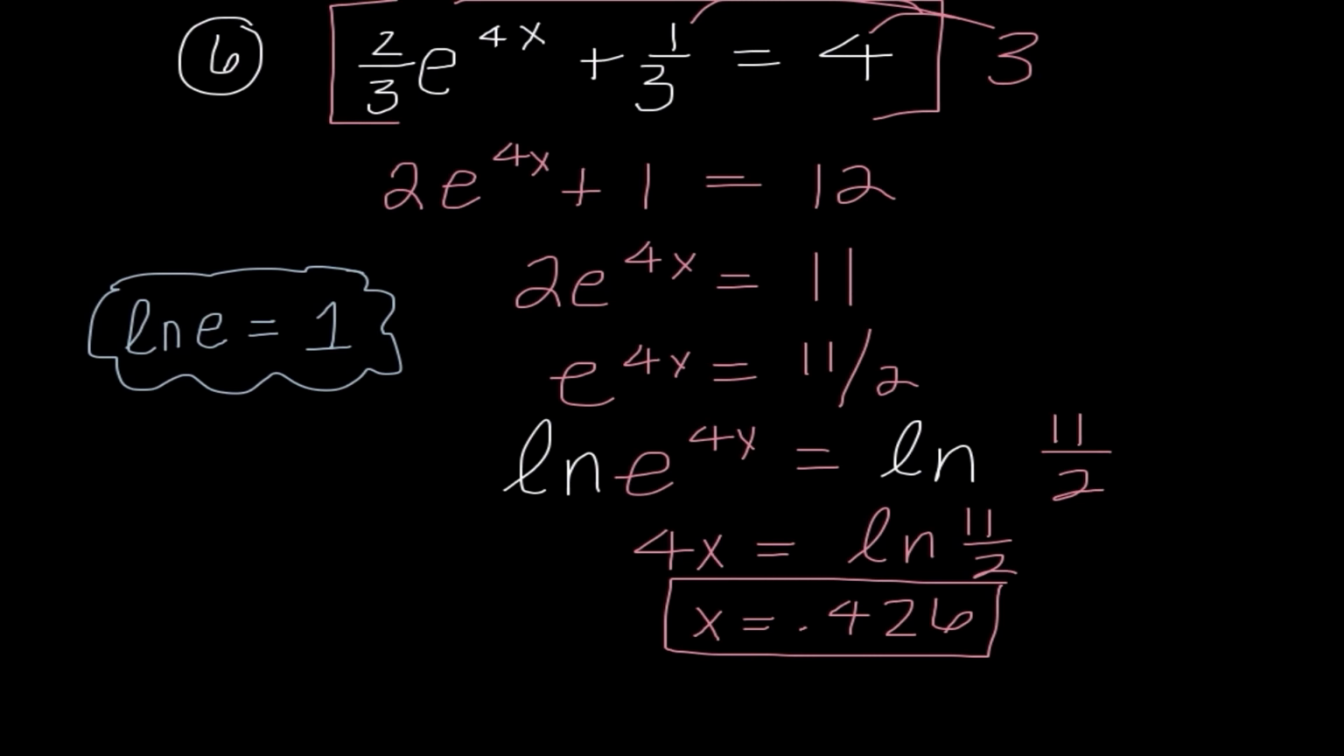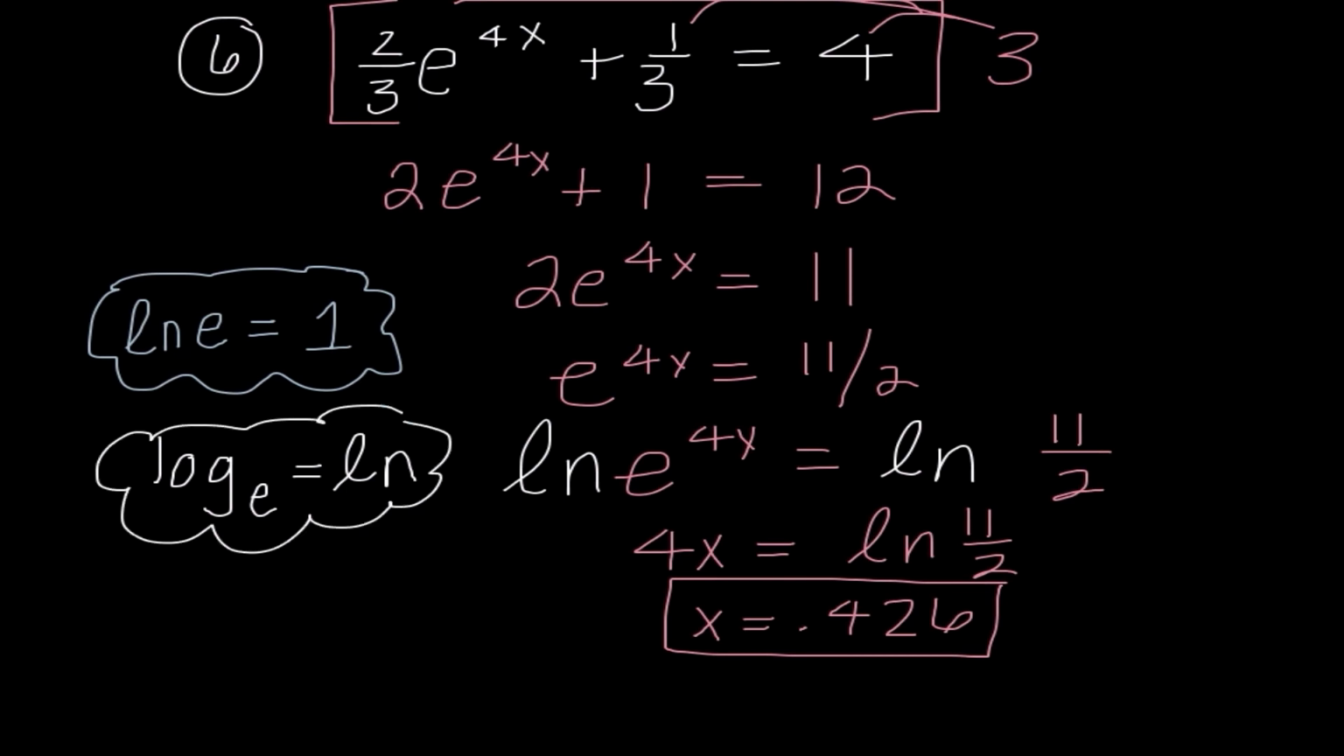So key thing here for us to know, we need to remember ln of e is equal to 1. The other thing we need to remember is that log base e is equal to ln. And this becomes important if I had chosen from this step to write it as a logarithm, and using the definition of a logarithm, right? Log base e of 11 halves equals 4x. I know log base e then would become ln. Okay, so definitely it's important for us to know those two facts.